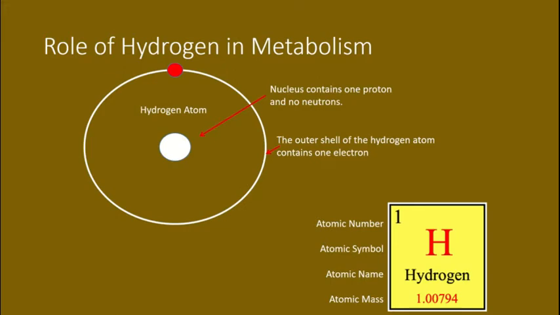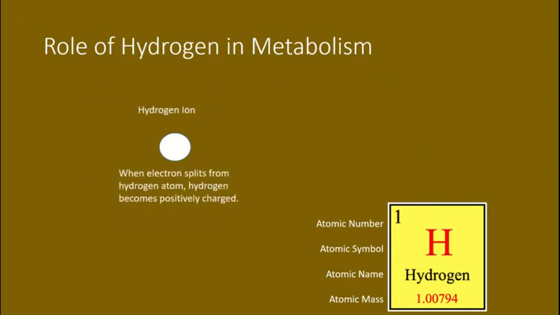Since hydrogen is neutral, the positively charged protons are canceled out by the negatively charged electrons. In metabolism, electrons are split from the atom, causing hydrogens to become positively charged. Each electron transfer from one molecule to another during a redox reaction is usually accompanied by a proton, also known as a hydrogen ion.